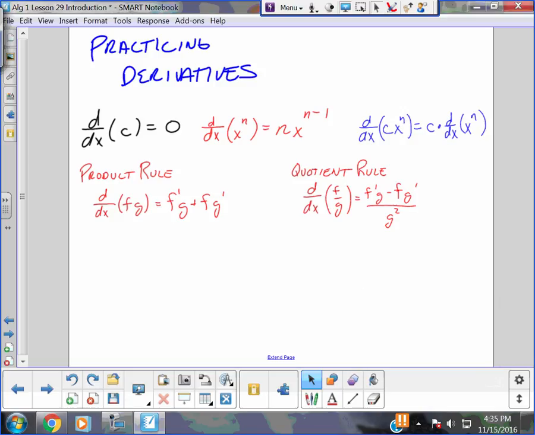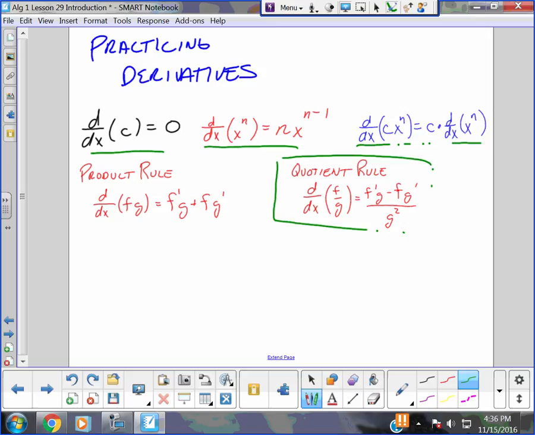All right, so I have our rules up on the board. We know the derivative of a constant is 0. We know the power rule, including the power rule with a constant. And today we're going to focus on the quotient rule, when we have two functions that we can't simplify to one of the top three rules.